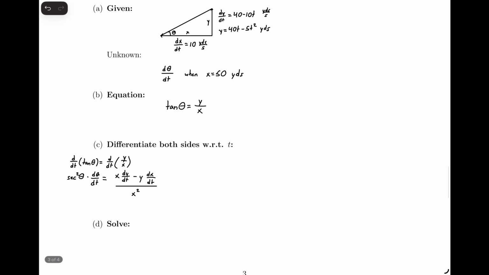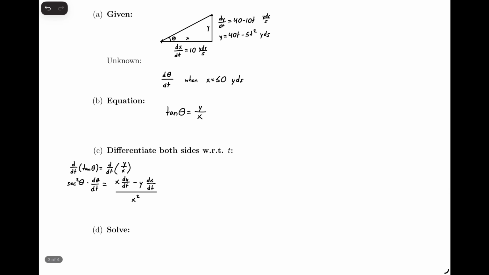Anyways, let's see, what do we have? We have x, we know x is 50 yards, that's given in the unknown. Y, up here, y is just a function, so we need to actually evaluate that. Same with dy dt, that's also a function, but dx dt, that's just a constant. But y is a function of t, and I don't really know a t value.